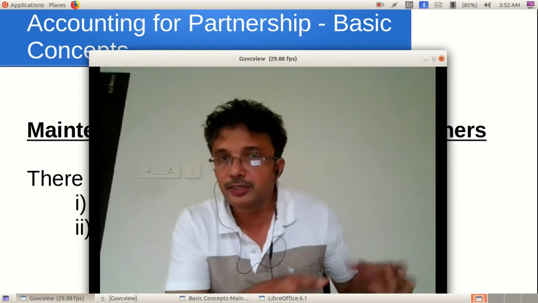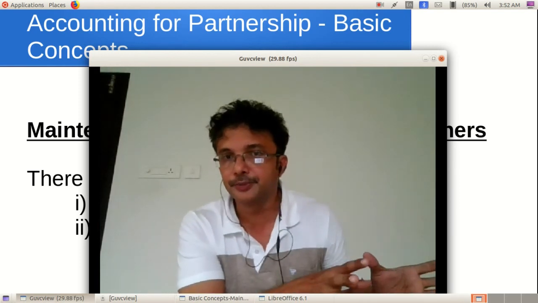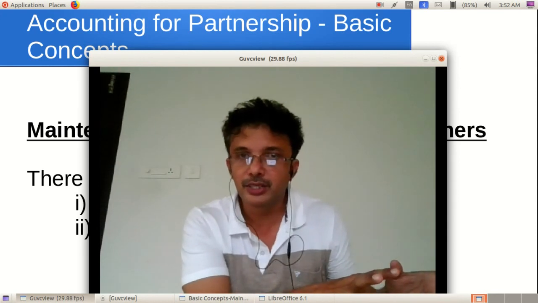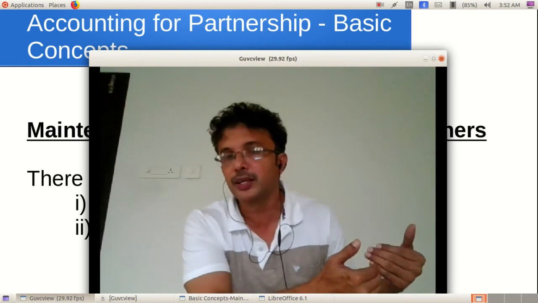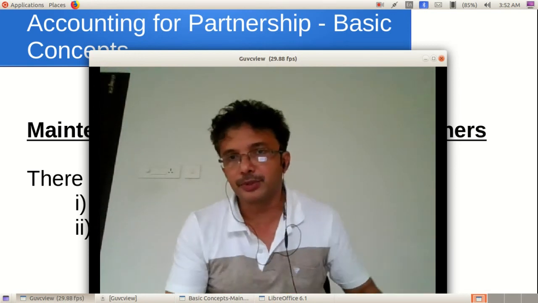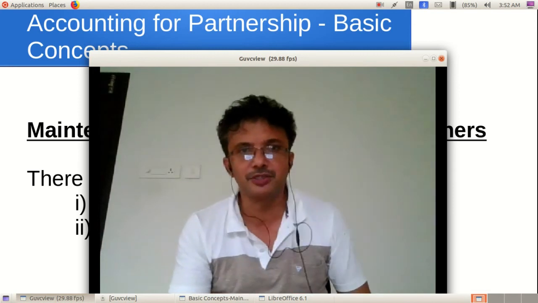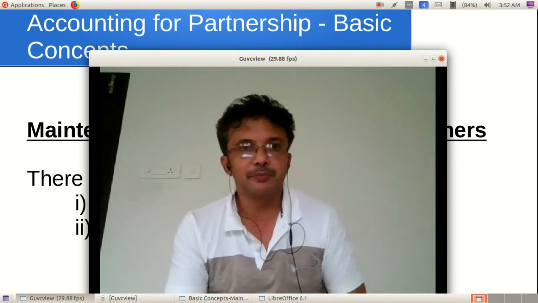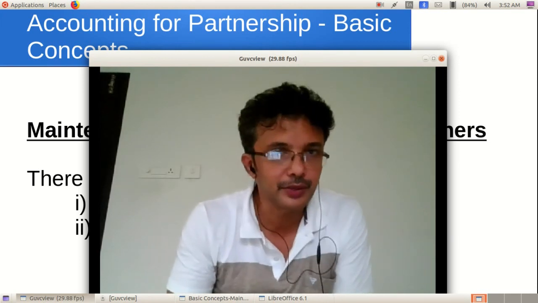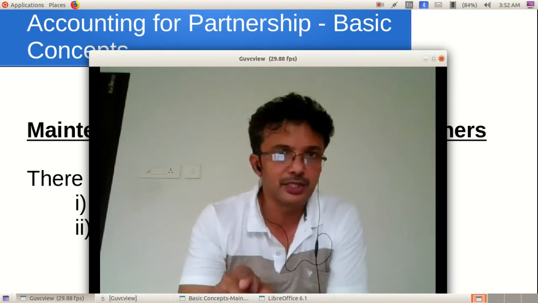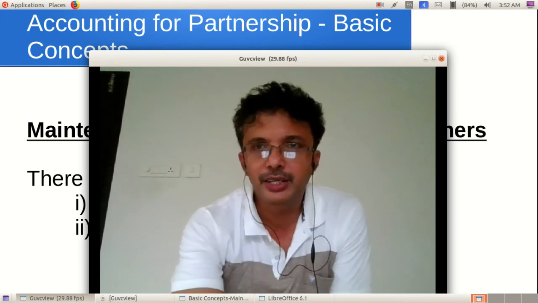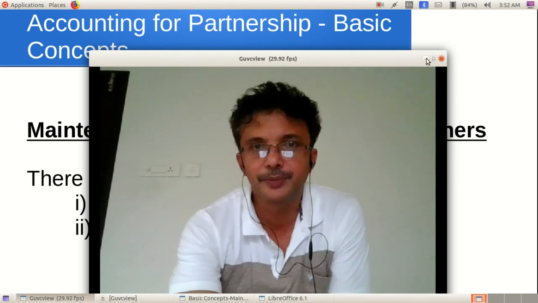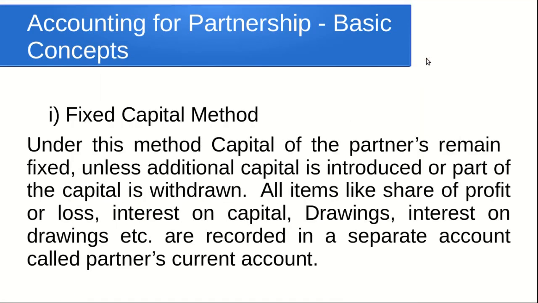And what you will do? In the capital account, you will record the capital introduced, and whenever there is an additional introduction of capital or a permanent withdrawal, you will record it in the partner's capital account. The rest of all the transactions you will record in the partner's current account. And this way of maintaining the partner's capital account is called the fixed capital method.